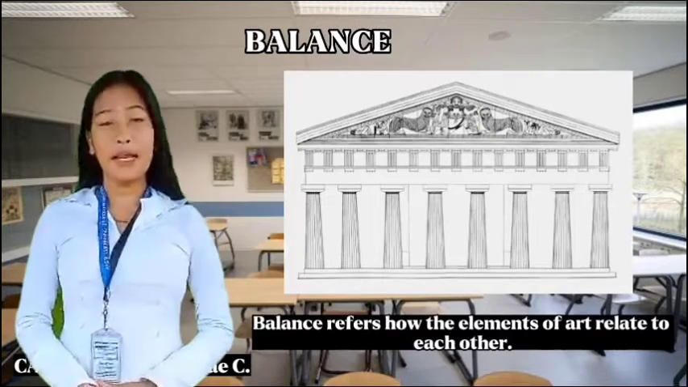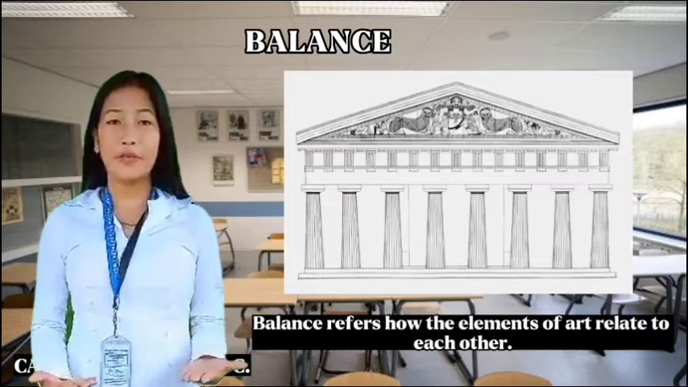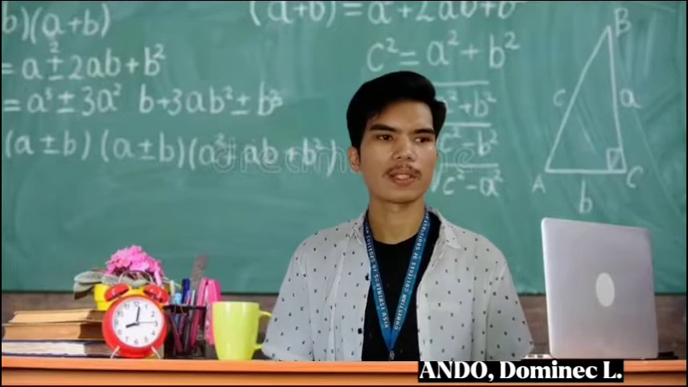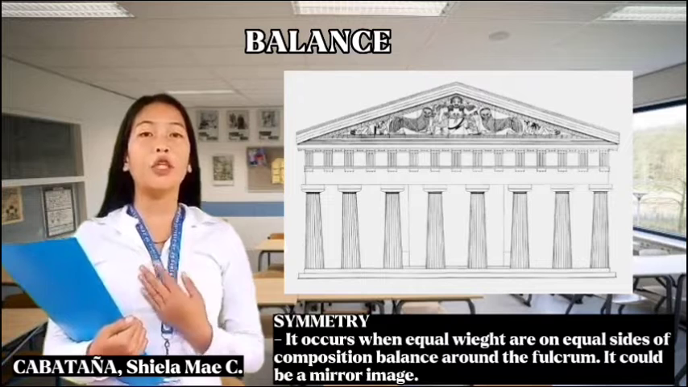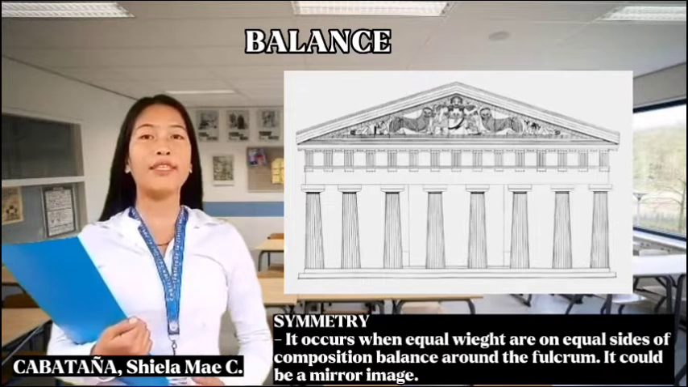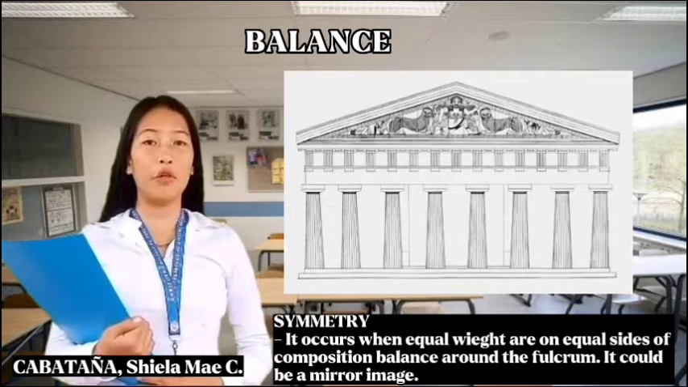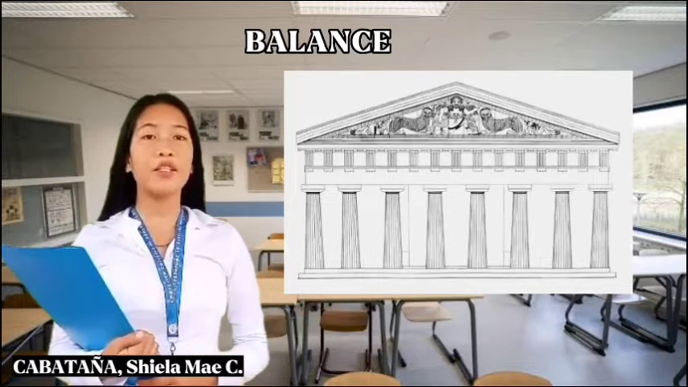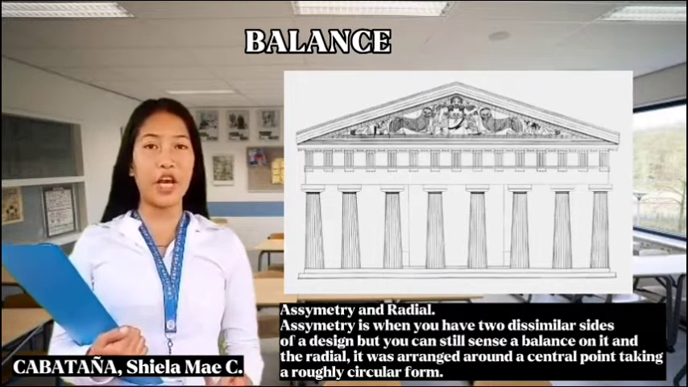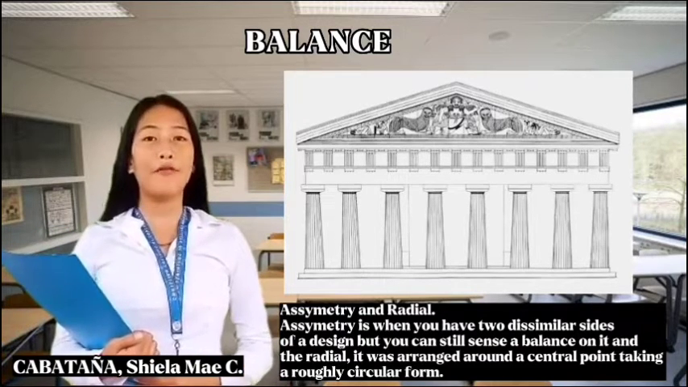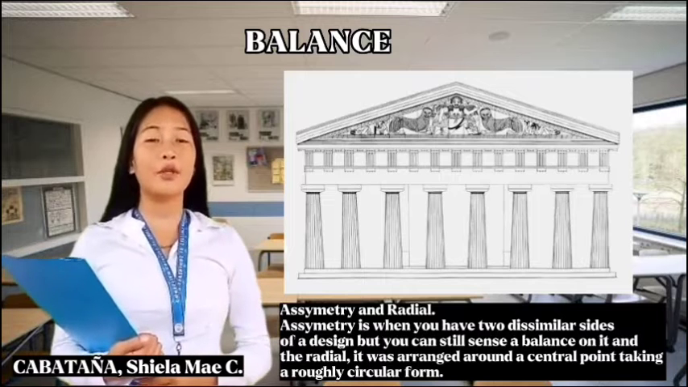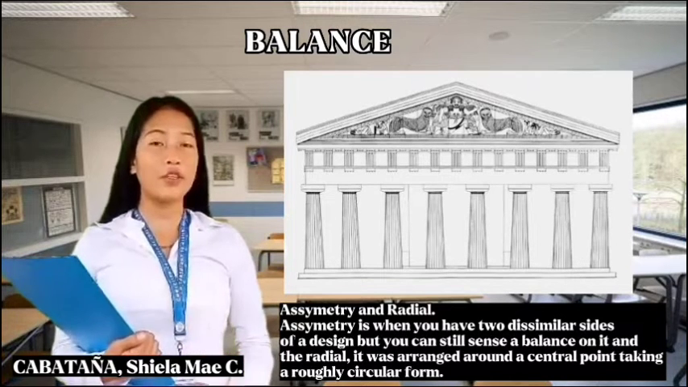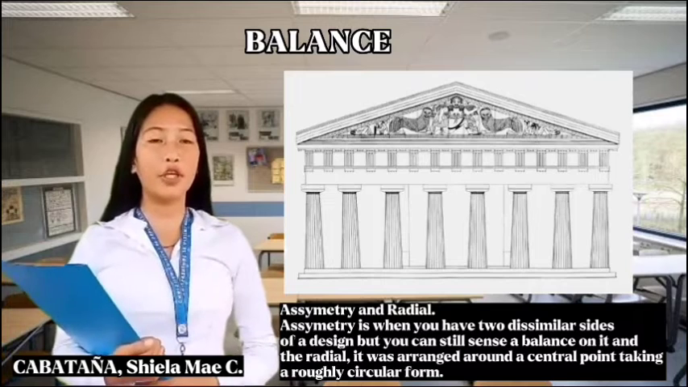I am using balance, which refers to how the elements of art relate to each other. What kind of balance have you used? I am using symmetry. It occurs when equal weight is on equal sides of a two-position balance around the fulcrum. It could be a mirror image, but there are other kinds of balance, which are asymmetry and radial. Asymmetry is when you have two dissimilar sides of a design but you can still sense a balance in it. And the radial is arranged around a central point, taking a roughly circular form.